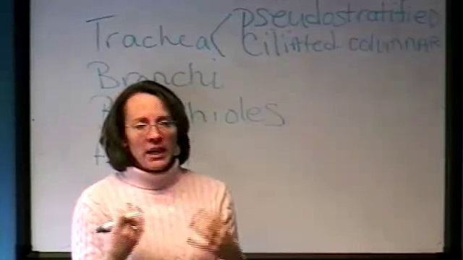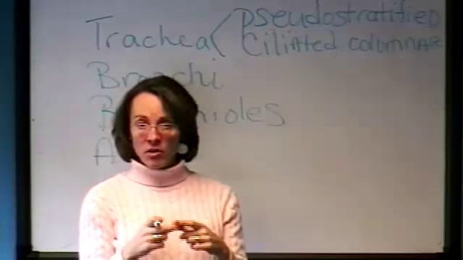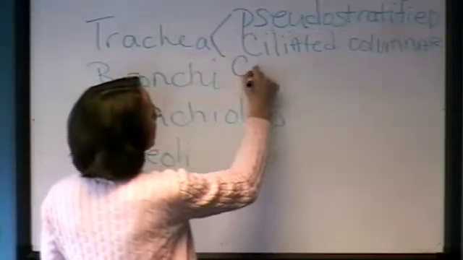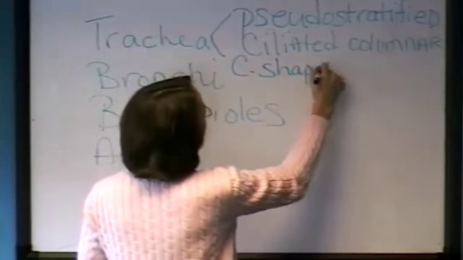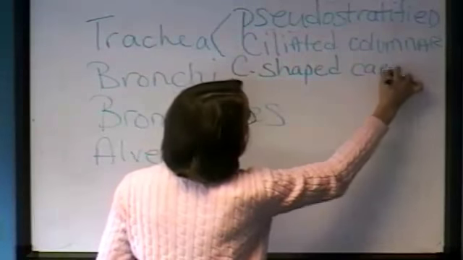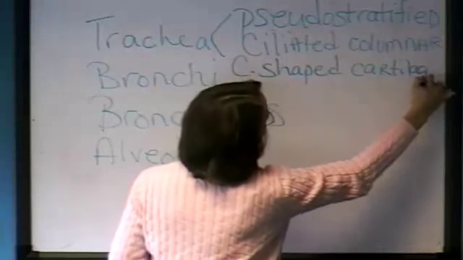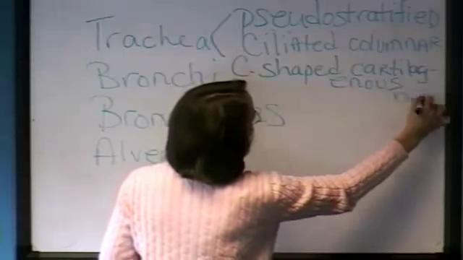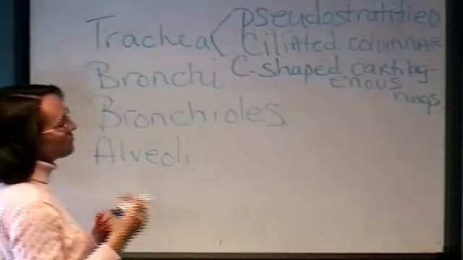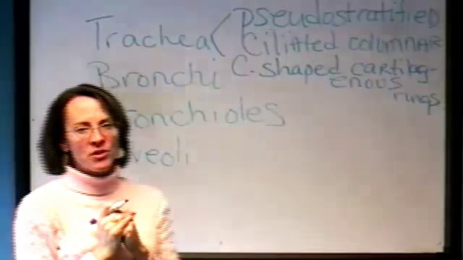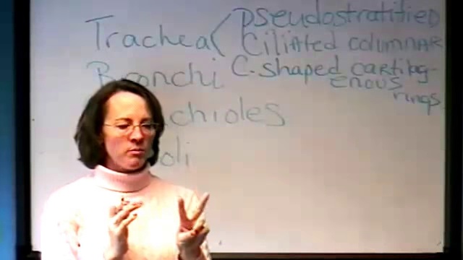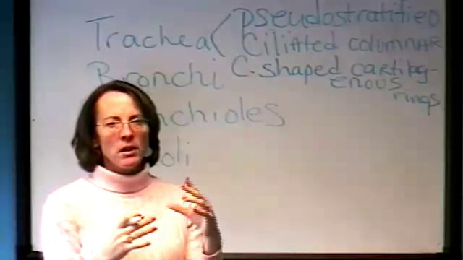The other thing about the trachea, and you probably already know this, is that it's going to have those cartilaginous rings. It's going to have C-shaped cartilaginous rings. I'm not going to have enough room. All right. So C-shaped cartilaginous rings. So those are two important things that'll come into play as we move along.